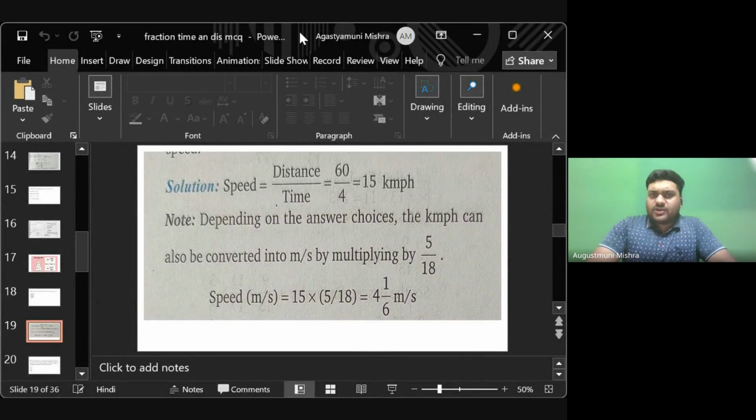That is a very basic question. You will just use the speed formula and that will give you the answer. But there is one trick you have to keep in mind: the answer is in kilometer per hour, but if you want to change it into meter per second, then you have to multiply by 5/18. This is the trick. You have to note it down. Whenever you want to change hours into meter per second, you multiply by 5/18, and just the opposite for the reverse.